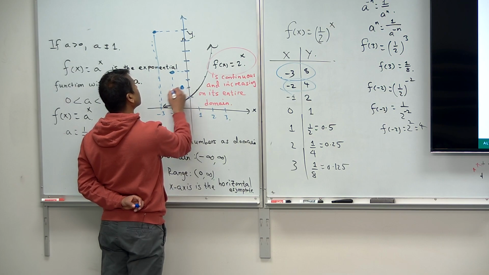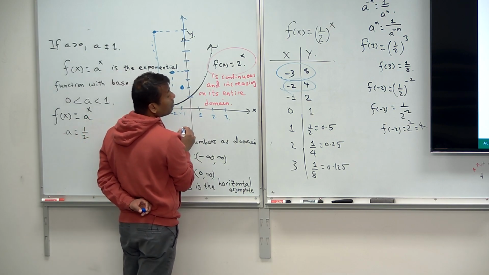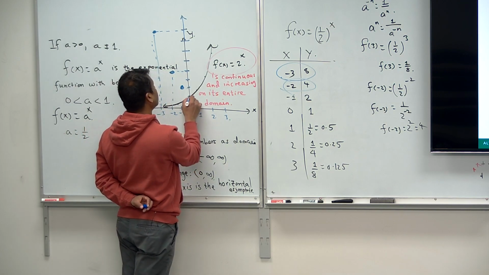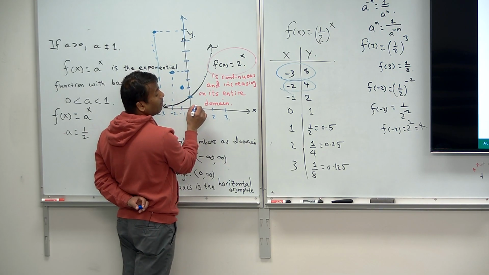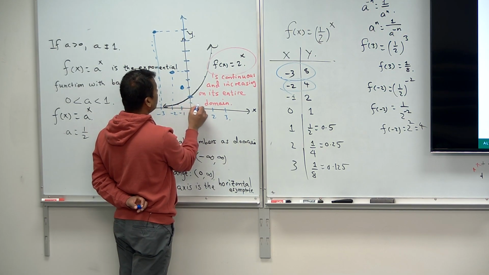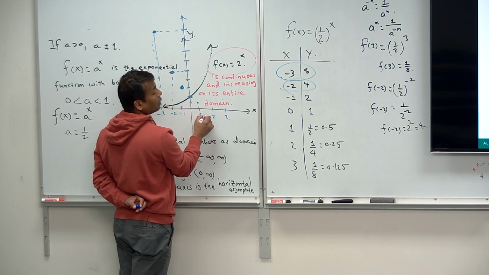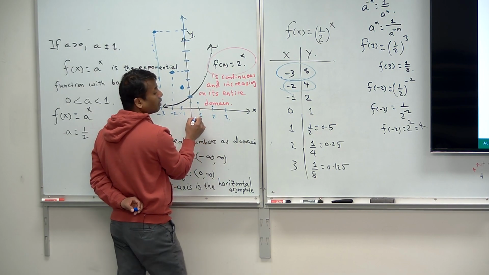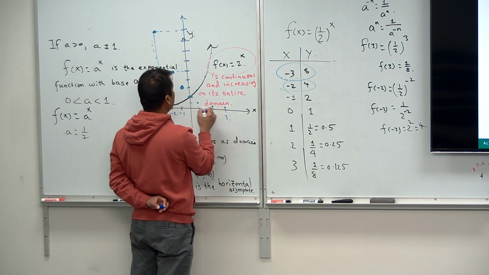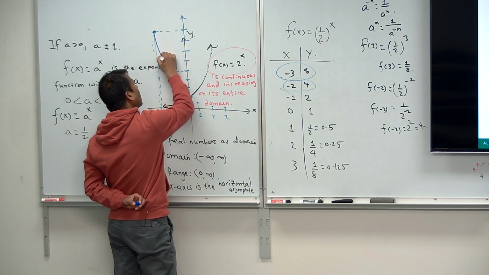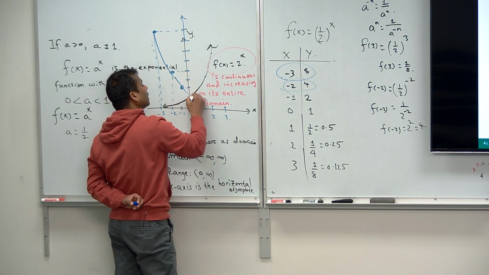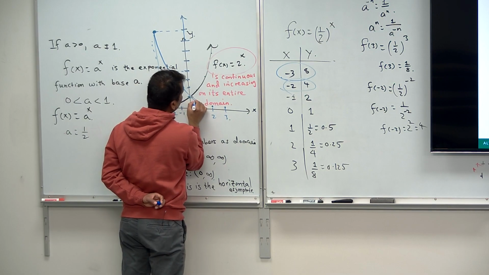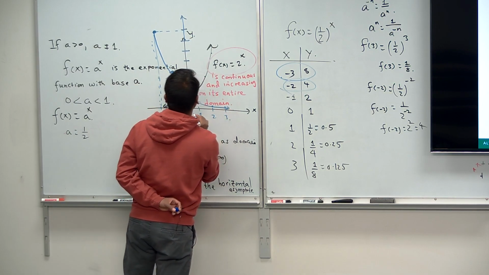Are you with me, guys? And then you have (0, 1), which is right here. Then you have (1, 0.5), which is here. (2, 0.25) is here. (3, 0.125) is here. So if you join these points like this, you'll have a graph like this.